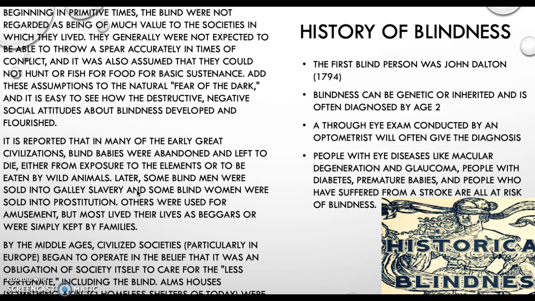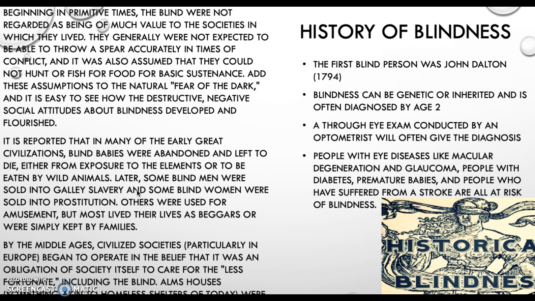Over to the left, we have a little bit of history. So, pretty much what it says is back in the primitive times, which was way before our time, blind people were just not useful. So, pretty much the babies were abandoned and left to die. Some of the blind men were sold in slavery. Some women were sold to be prostitutes.